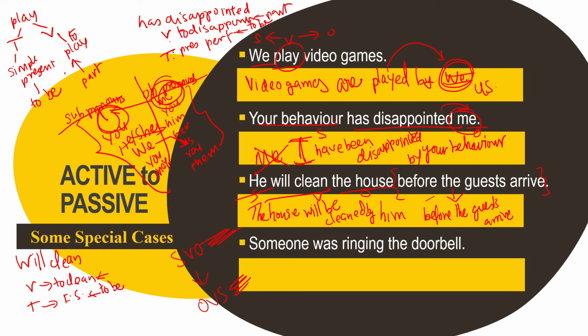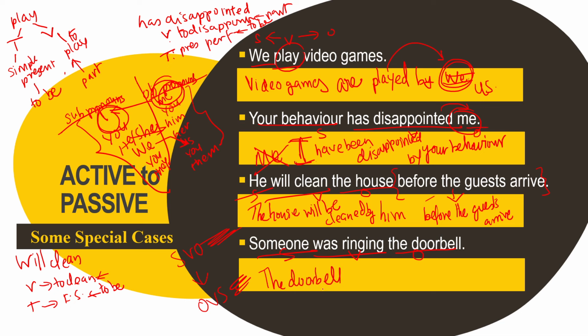Okay, and the last special case is: someone was ringing the doorbell. Was ringing is the verb. Who is doing the action? Someone. Subject. What is receiving the action? What is receiving the ringing? The doorbell. So that becomes the object. Now, in this case, you'll get the object to the start as the doorbell.